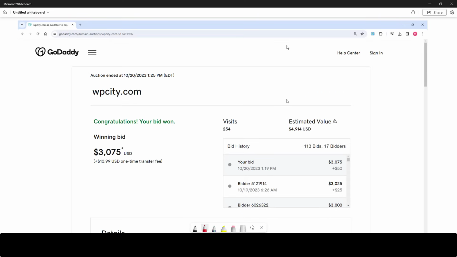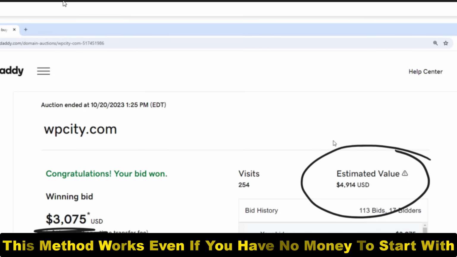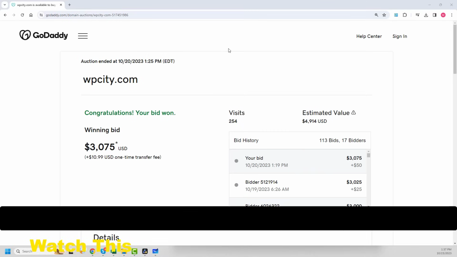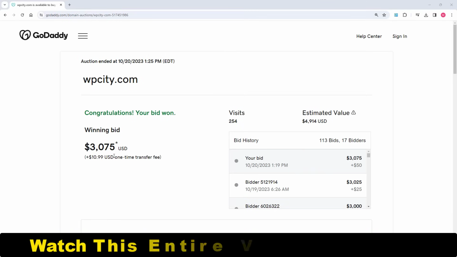And just to show you proof that I practice what I preach, here is a domain name that I recently bought. And what most people are gonna do is focus on this number and this number here, and focus on the $1,900 estimated profit. And that is where most people would be wrong. Because when I bought this domain last week for over $3,000, I had something bigger in mind.